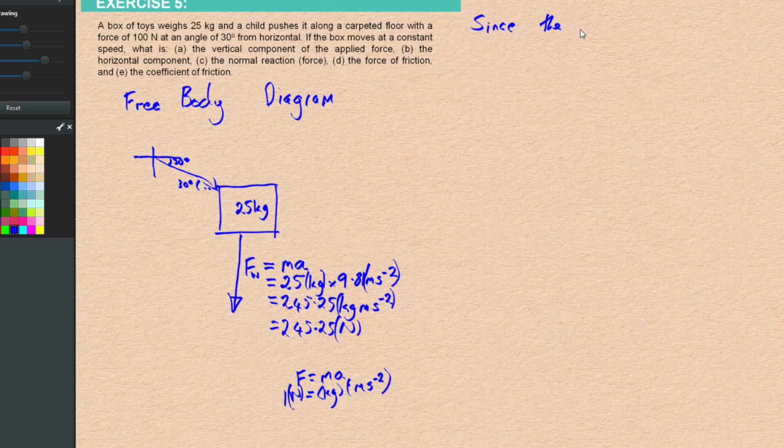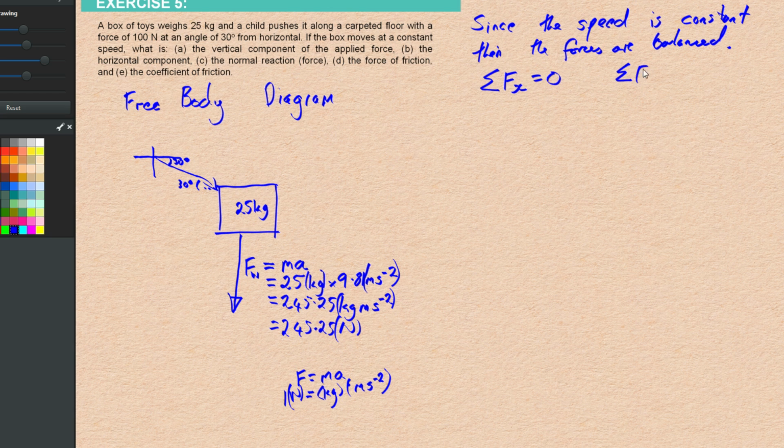Since there is a constant speed, then the forces are balanced. Right? If the forces are balanced, that's saying the sum of the forces in the x direction is equal to 0, and the sum of the forces in the y direction is equal to 0. What's stopping this from falling through the floor then? Okay, the sum has to be 0.